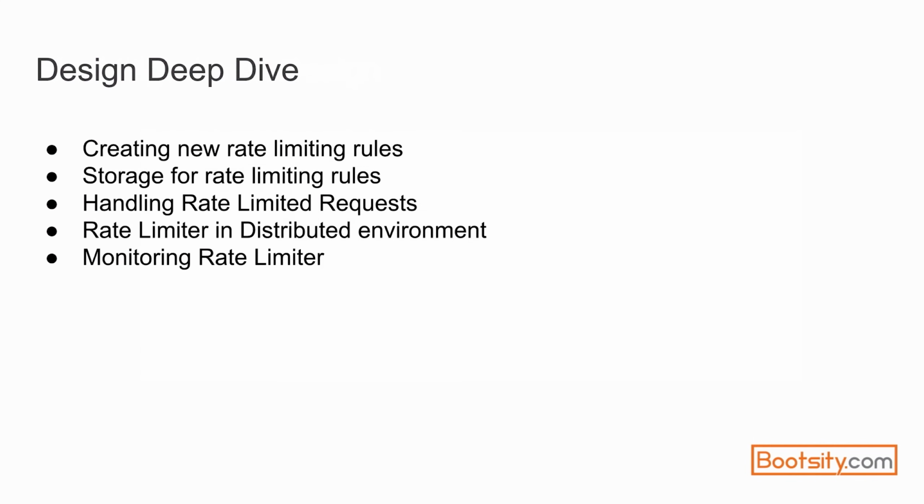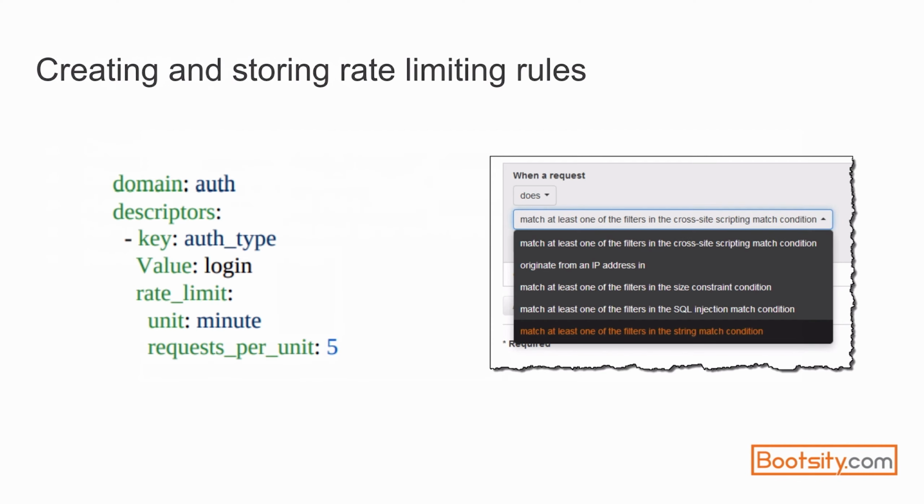Now let's talk about different elements when we are diving into the different aspects of our rate limiter, like how our rate limiting rules will be created and where we will save them, what we are going to do with the clients that are rate limited, how we are going to tell them, how this rate limiter will work in a distributed environment, and how we can monitor our rate limiter to improve the parameters.